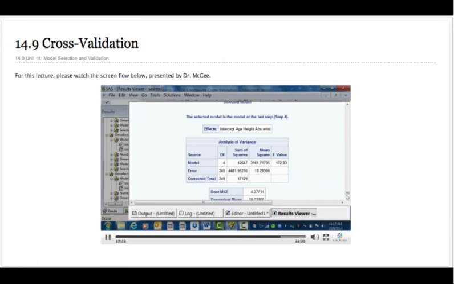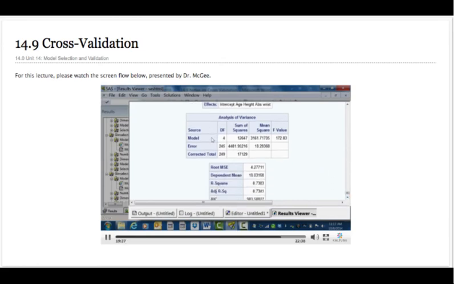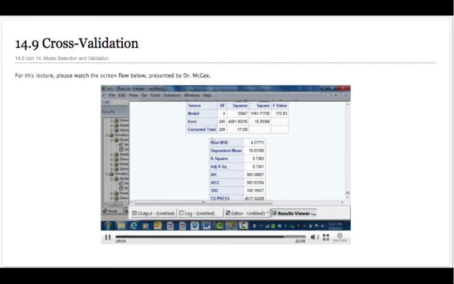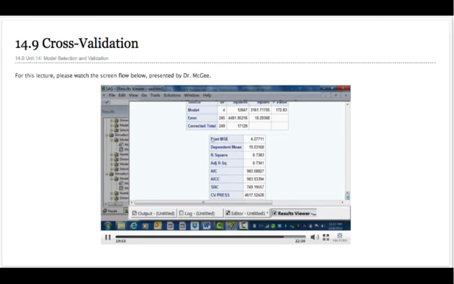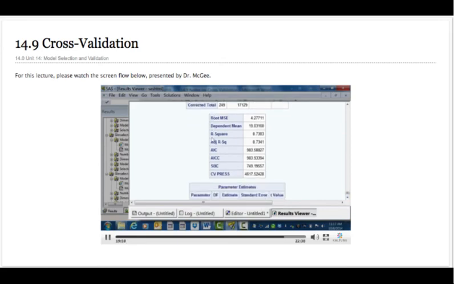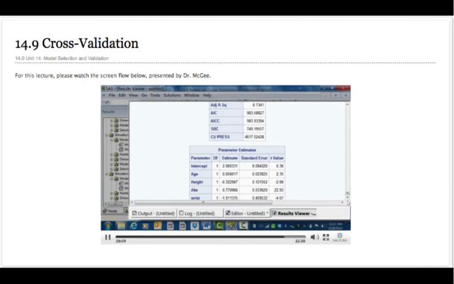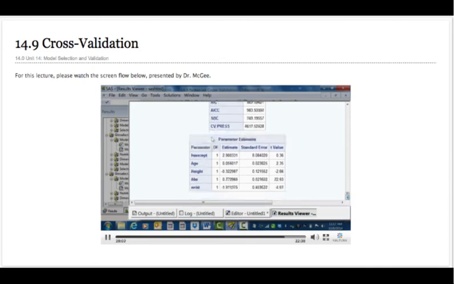I would say that's statistically significant, even though the p-value is not given. We have our root mean squared error, our dependent mean, that means the mean of the response variable. So remember, the response variable is body fat, so regardless of anything else, just taking the mean of the response variable of body fat is 19, so on average there's 19% body fat for these men. Our R-square, our adjusted R-square, various criteria, and we keep going down to the bottom.